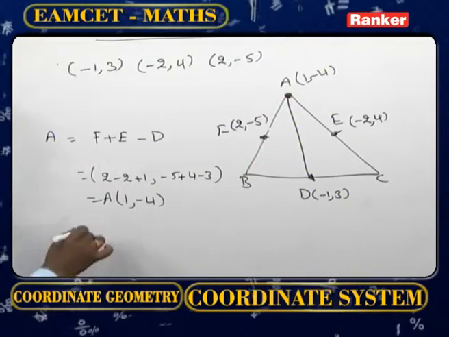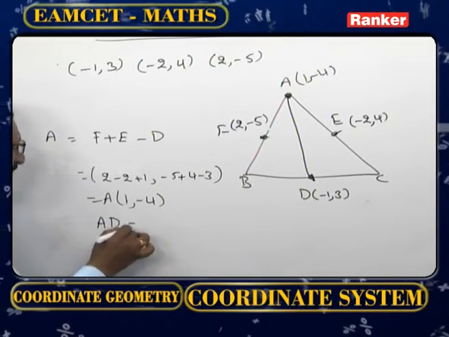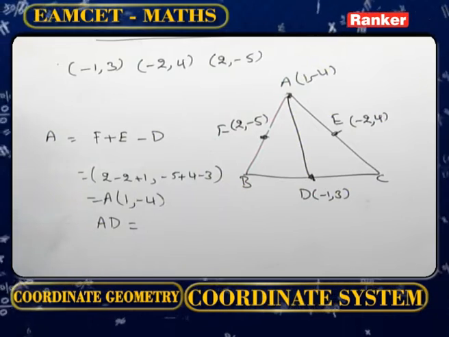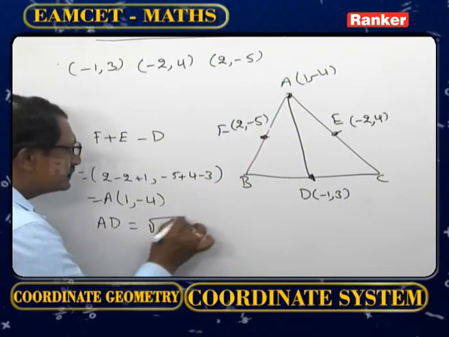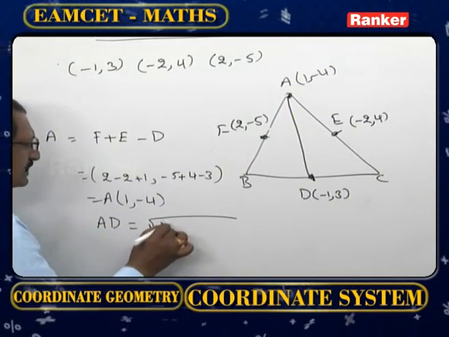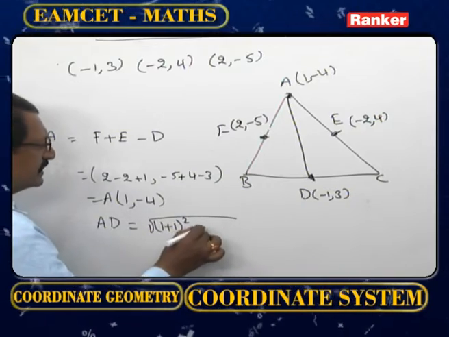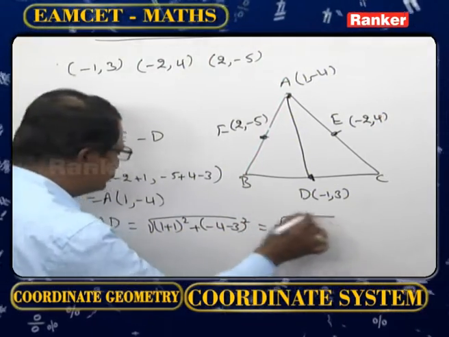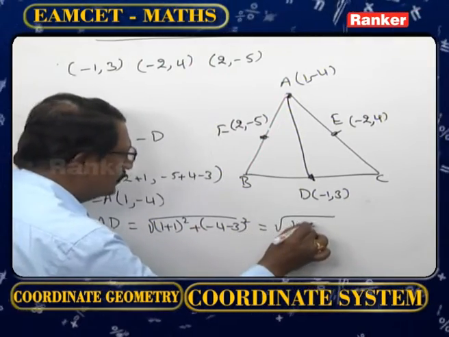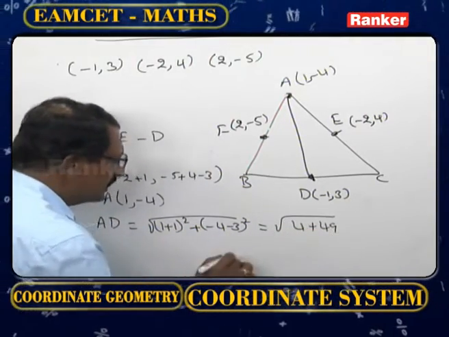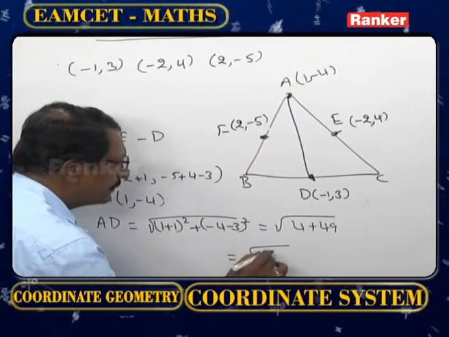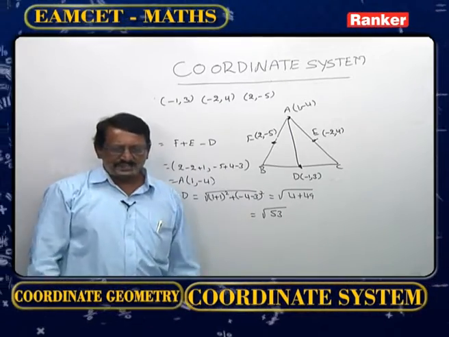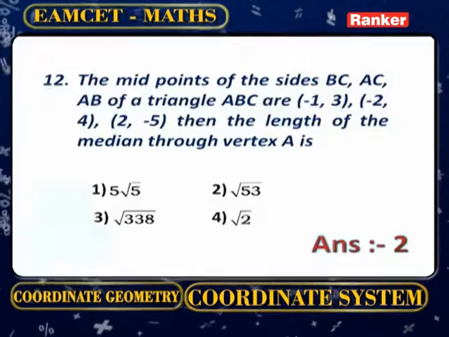Now we require the length of the median AD, the median through the vertex A. The distance between A and D equals the square root of (1 + 1) squared plus (-4 - 3) squared, which equals the square root of 4 plus 49, which equals root 53. Therefore the length of the median AD equals root 53. Then the answer is the second option.